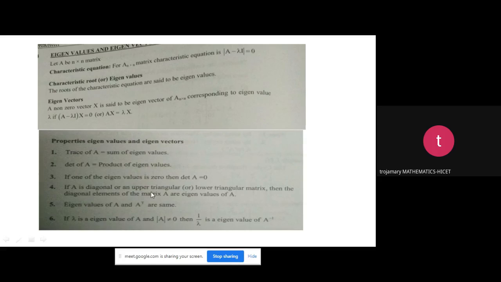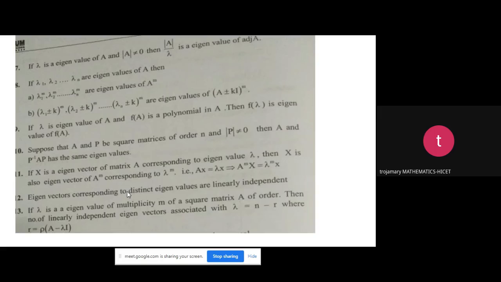If A is diagonal, or upper triangular, or lower triangular, then the diagonal elements of the matrix are the eigenvalues. That is, for a diagonal matrix, the eigenvalues are the diagonal elements. The eigenvalues of A and A transpose are the same. If lambda is an eigenvalue of A and determinant A is not equal to 0, then 1 by lambda is an eigenvalue of A inverse. Is it clear? 1 by lambda is an eigenvalue of A inverse. Next, if lambda is an eigenvalue of A and determinant A is not equal to 0, then determinant A by lambda is an eigenvalue of adjoint A.